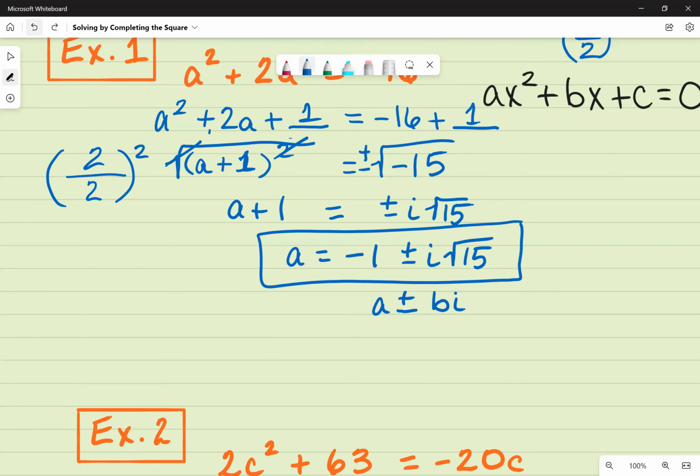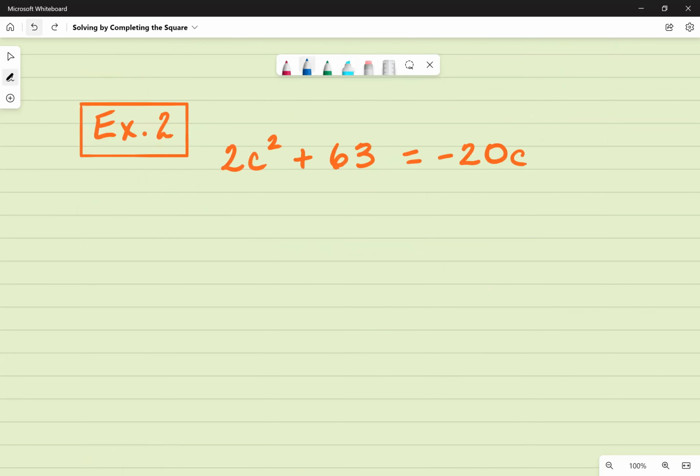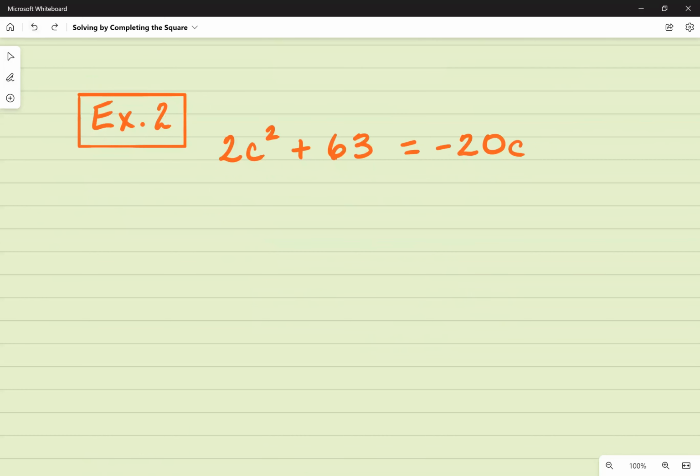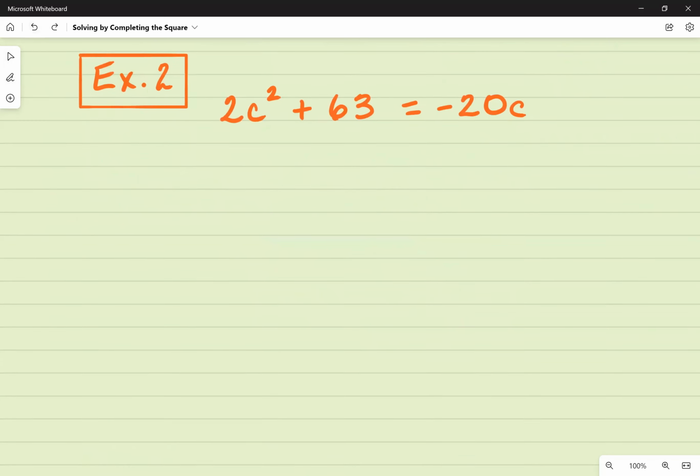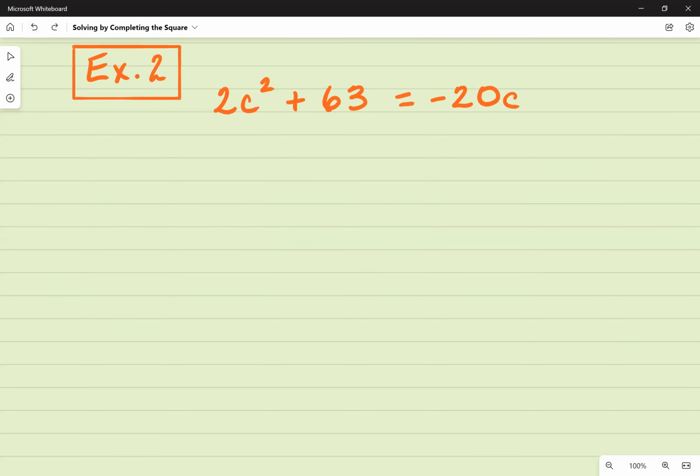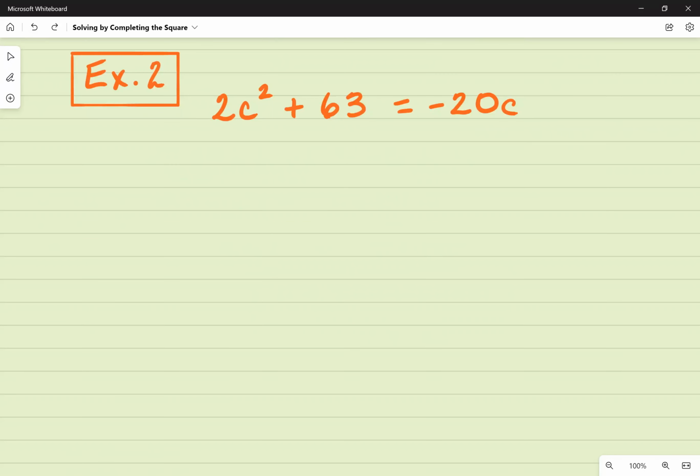So moving on to example 2. In this example, I notice it's not in standard form, nor are my variables all on the same side. So that's the first step. I want to move my variables to the same side and then move my constant to the other side. So I am going to move negative 63 over to the right.